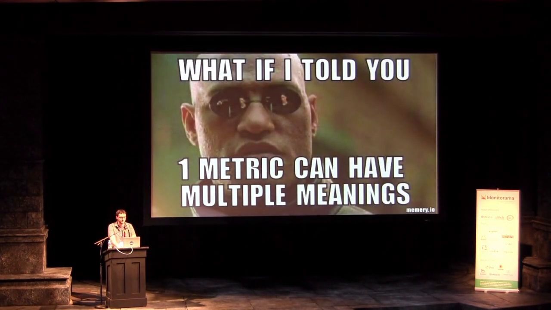Even worse, one metric name can have multiple meanings. For example, in collectD, there's an option store rates, and it actually changes the data that is being stored. But it's not reflected in the metric. So by just looking at the metric identifier, you don't know anymore what it actually means.